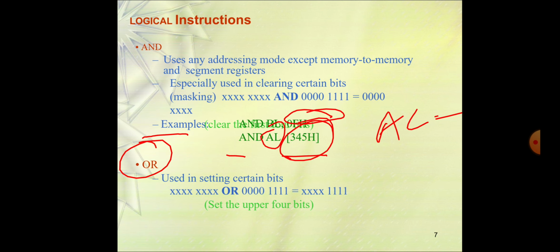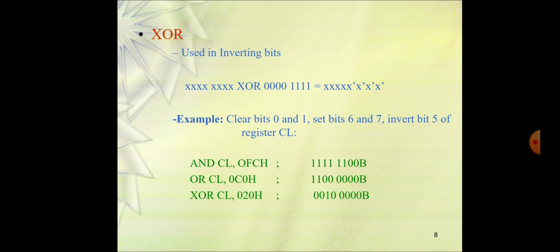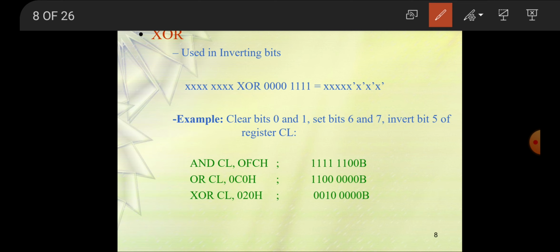Okay, in a similar manner it can happen with the OR also. Now you can see in the XOR, XOR is also the same. Suppose I am taking three examples here, with CL and 0FCH. Register CL: clear bits 0 and 1, set bits 6 and 7, invert bit 5.